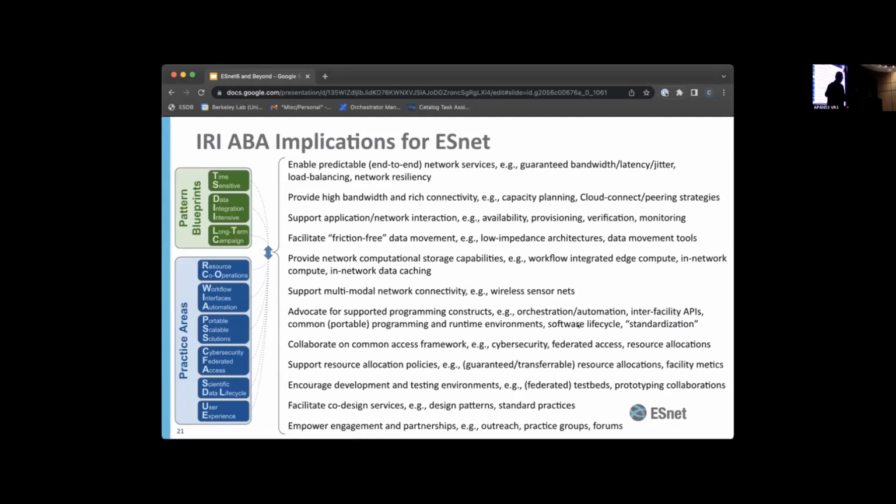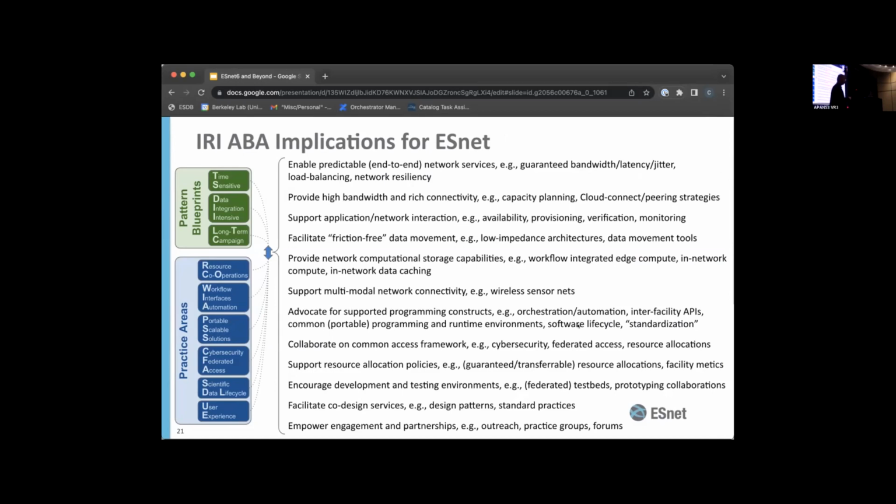So, based on that, one of the things that we did was we said, well, how does it impact us, ESnet, a network, right? You have all these requirements that we're talking about. So there are about a dozen things here that we came up with that are areas that we want to pursue to support this. And these are things that potentially will be integral to what our design for ESnet 7 will look like, right? So we want to have predictable networking, high bandwidth and rich connectivity. I think that's kind of a given.